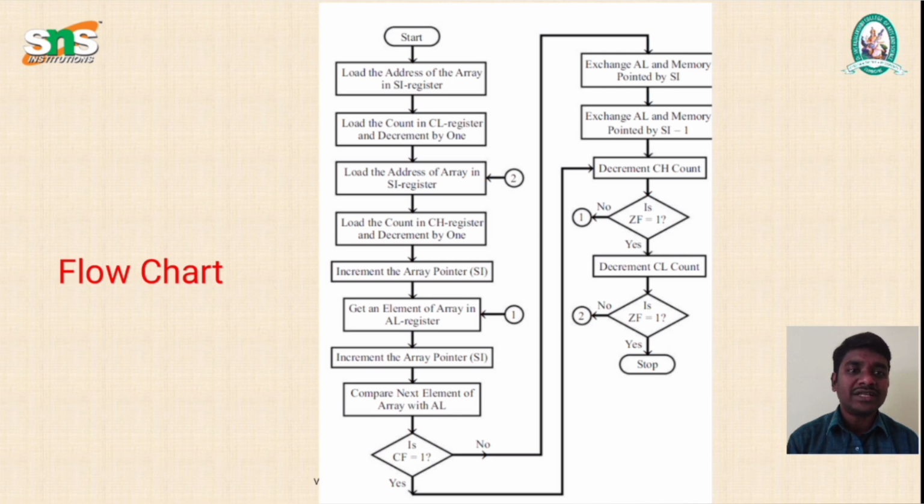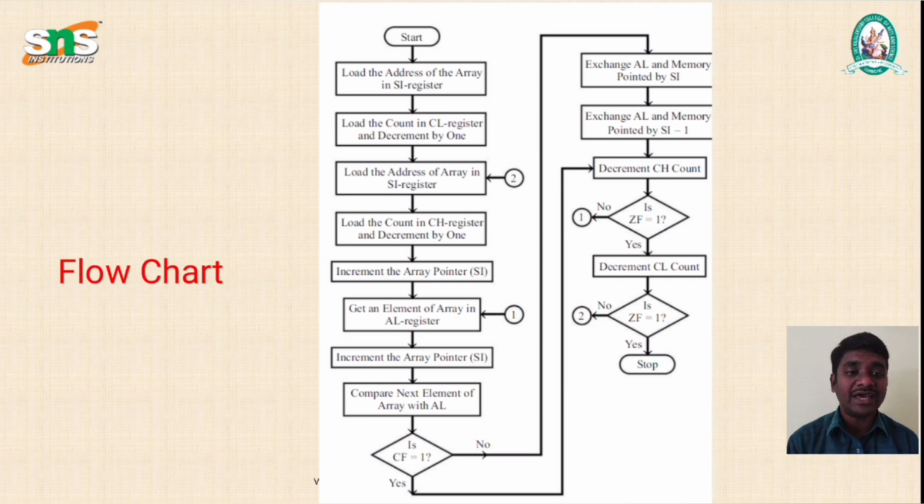Next step, load the address of the array in the SI register, and then load the count in the CH register and decrement by 1, then increment the array pointer, then get an element of the array in the AL register, then increment the array pointer. So this is the step by step process. Many steps are involved in this particular program. Finally we have to compare the next element of the array with the AL register. The AL register has one data, so we have to compare it with all other data in the array.